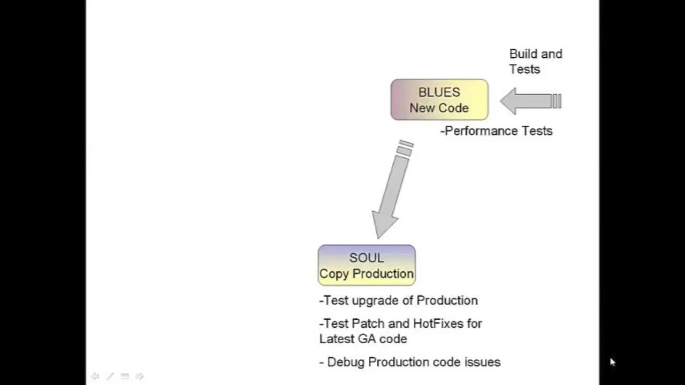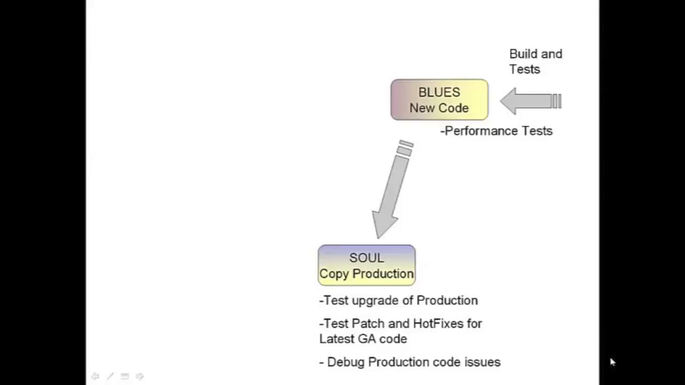We do all the different builds. At one point, one build has been deemed to be ready to go into production. So we do a mock-up of the upgrading of production in the Sol system. That is also the same topology as Jazz. This system is also very interesting to test some of the patches and hot fixes for GA, which is our general availability code, the one that is in production, and also to debug production code issues without disturbing production.